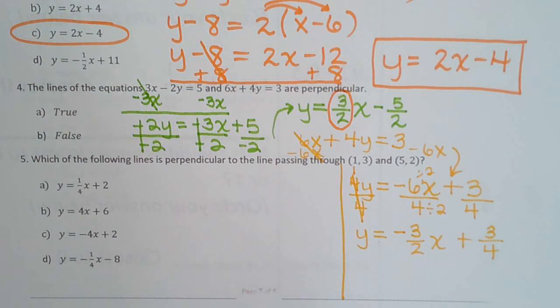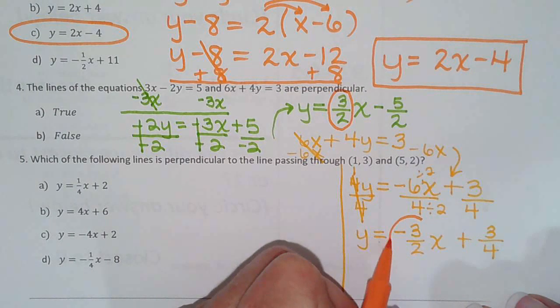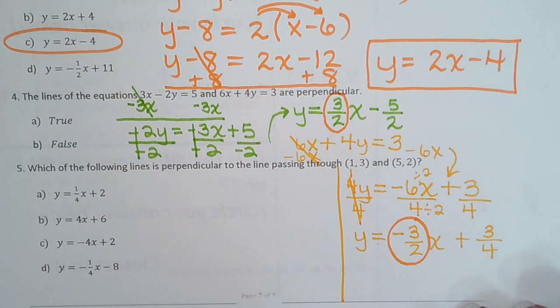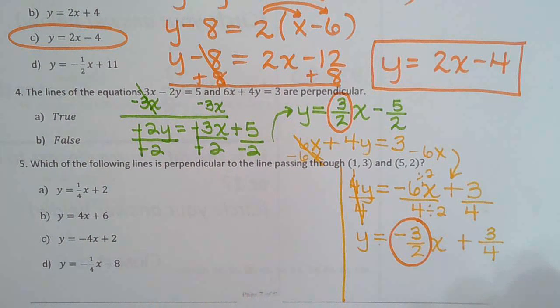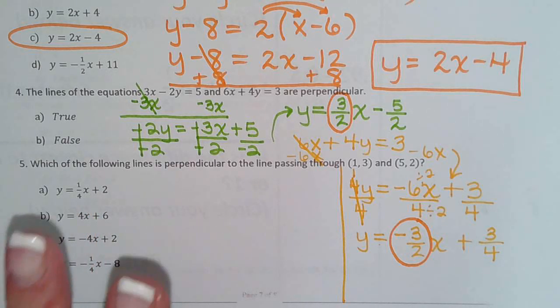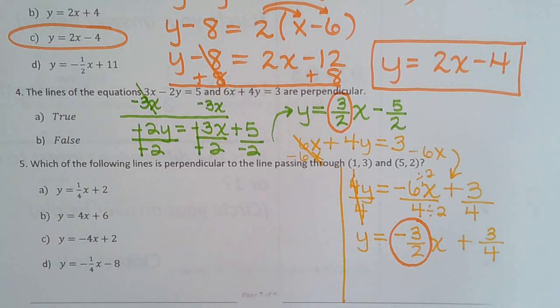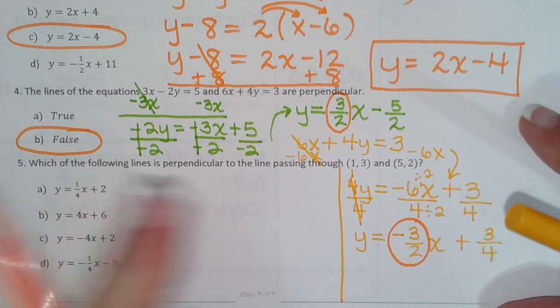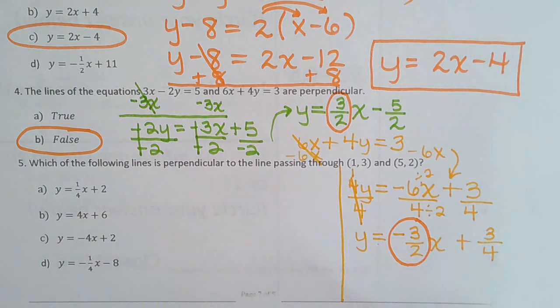Okay, so now's the moment. Look at your two slopes. So we're supposed to answer the question, are they perpendicular? What do you think? They are not, because remember, two things have to be true. They have to have opposite signs, which they do, but they also have to be reciprocals, which they are not. So this would be false. So yes, they are opposites, but they're not reciprocals, and both things have to be true.